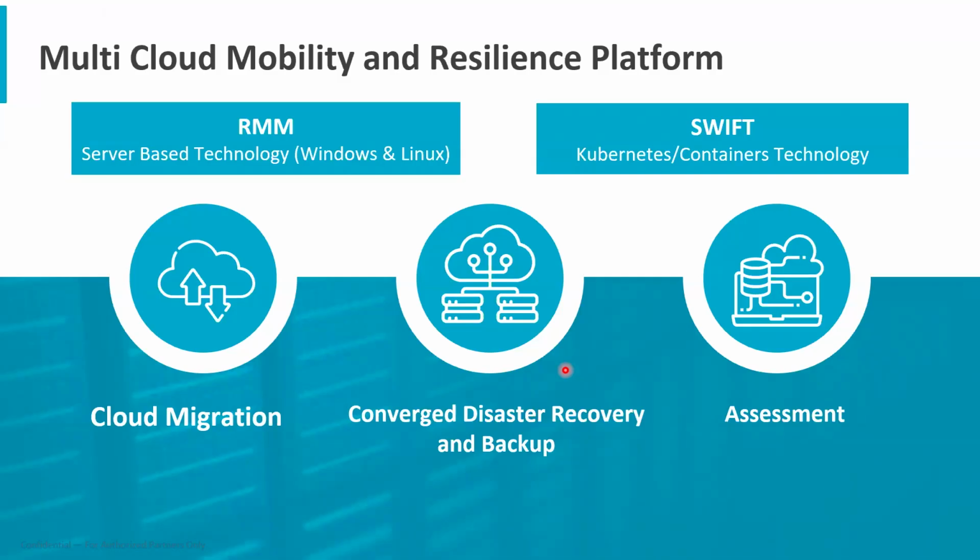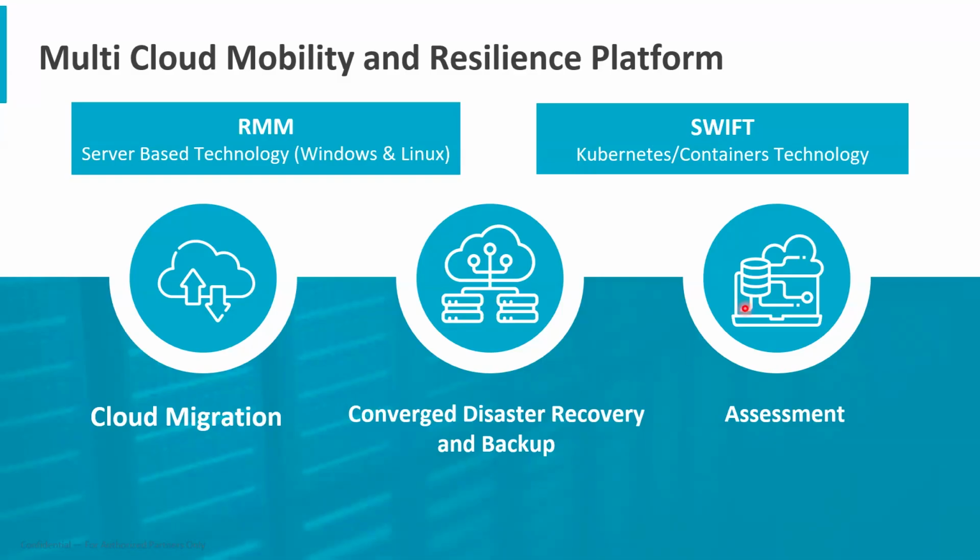All right then. So at RackWare, we have got two solutions: RMM, RackWare Management Module, and Swift. RMM allows you to address the use cases of assessment, any-to-any migration, disaster recovery and backup for Windows and Linux-based workloads, x86 architecture, infrastructure as a service. Similar use cases are supported for container-based workloads by our other solution called Swift. So it is also any-to-any, just as RMM does for Windows and Linux-based workloads. Swift does the same use cases for container-based workloads.